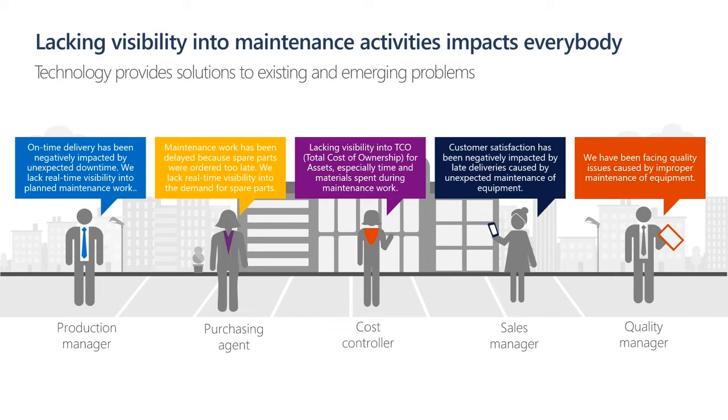And quality managers need to deal with product quality issues, which may arise from improper maintenance of equipment. So we can see through these examples that maintenance issues have an impact throughout the entire business, and having a good asset management system will help improve multiple areas of the business.